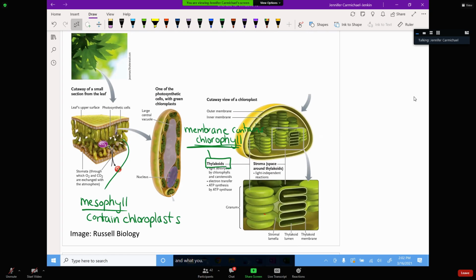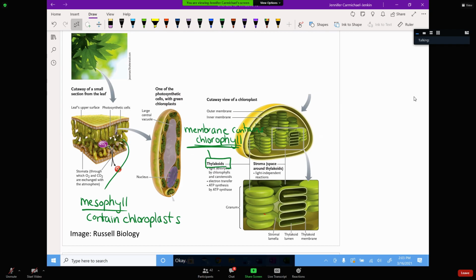And what you just drew is happening hundreds and thousands of fold in every thylakoid membrane. And there's hundreds or thousands of thylakoids inside a single chloroplast. And there could be hundreds of chloroplasts inside a single cell. So all this is happening in abundance at the same time.